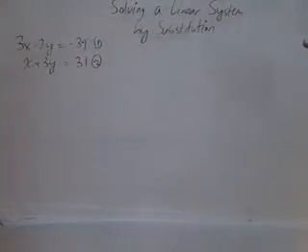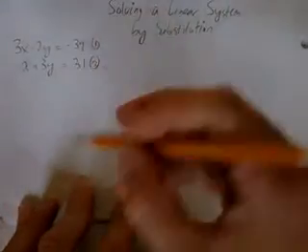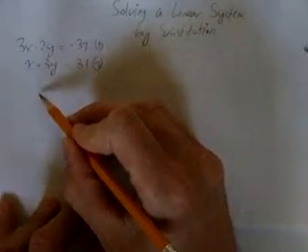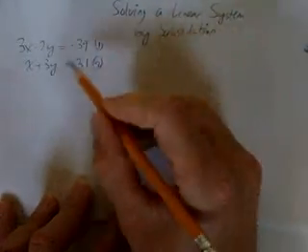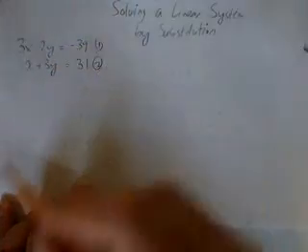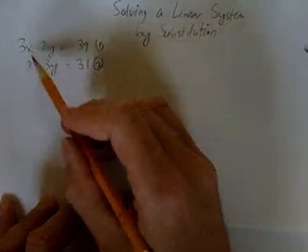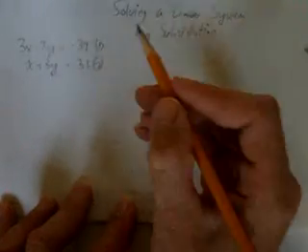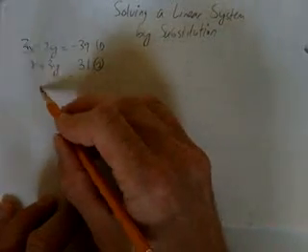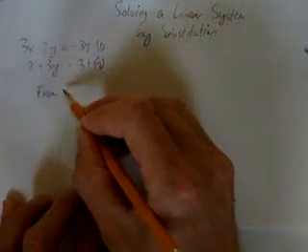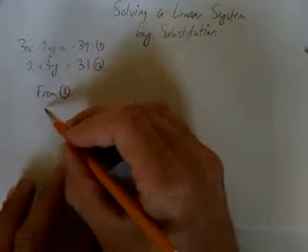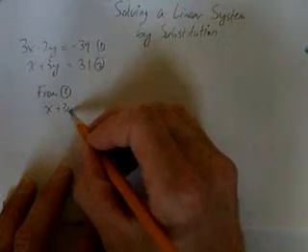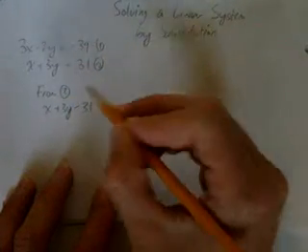Okay, let's solve this linear system by substitution. We've got two equations. We've labeled them equation 1 and equation 2. When we're solving by substitution, what we want to do is get one variable by itself. We could either get x by itself or y by itself in any one of the equations, but looking at equation 2, it's probably the easiest one to get x by itself. Let's start with equation 2 and see what I mean.